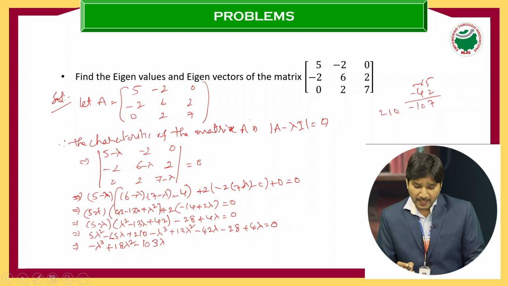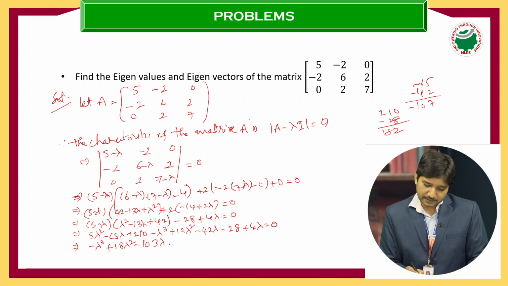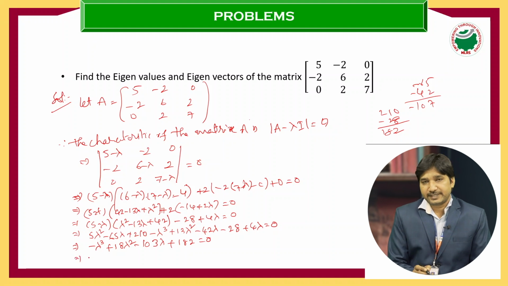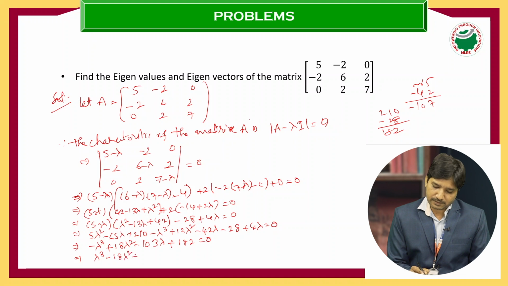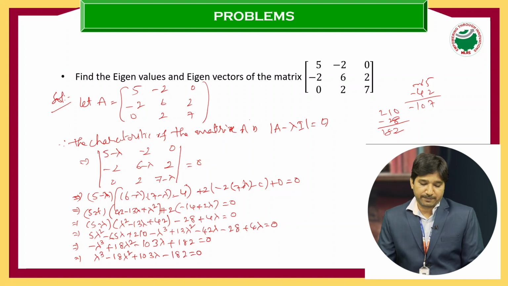This is minus 103 lambda, and the constants are 210 minus 28, which is 182, plus 182 equal to 0. So multiply by minus: lambda cube minus 18 lambda square plus 103 lambda minus 182 equal to 0. So this is the characteristic equation of the given matrix.